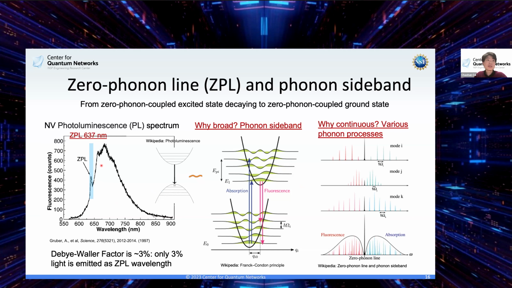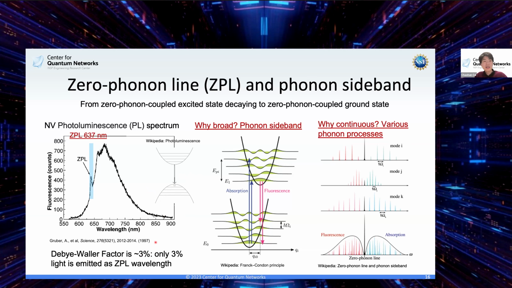And why do you see this continuous band? The first reason is that your spectrometer is limited in its resolution, but another physical reason is that you have various phonon processes. You have a bulk crystal that can hold different kinds of vibration modes, making your fluorescence a continuous band. The way to describe how much light goes through the zero phonon line is called the Debye-Waller factor, and for the nitrogen vacancy center it's only 3%.